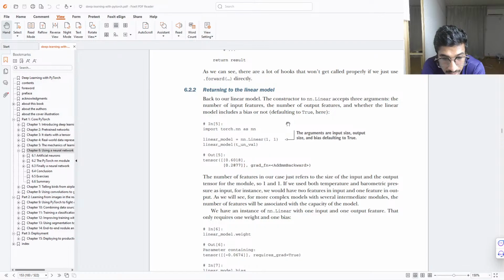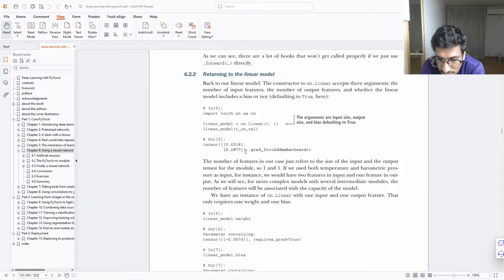The number of features in our case just refers to the size of the input and the output tensor for the module, so 1 and 1. If we use both temperature and barometric pressure as input, for instance, we could use two features in input and one feature in our output. As we will see, for more complex models with several intermediate modules, the number of features will be associated with the capacity of the module.